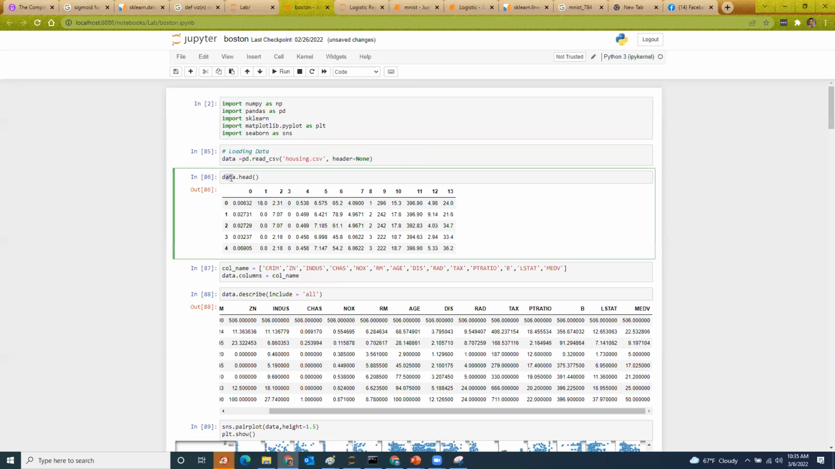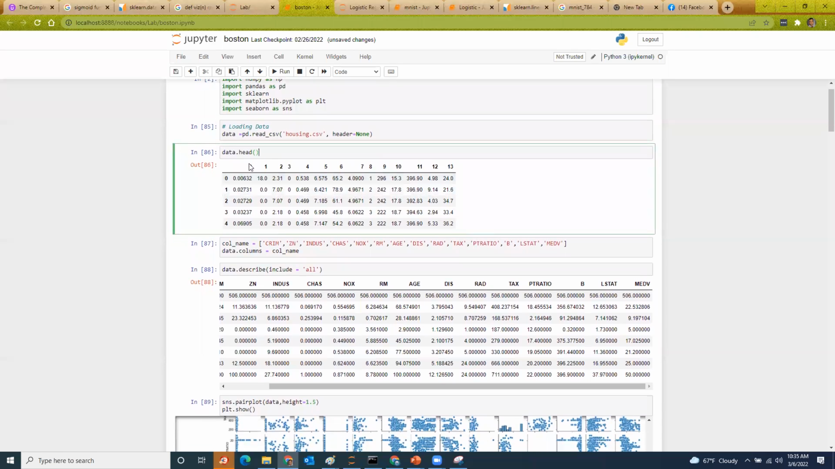So when you say data.head, it will show you the first 5 rows of the data. We have 0 to 13, meaning 14 features, columns. It has been loaded and it shows the first rows, so that you understand that, oh, we loaded the data fine. Let's say if there is an error, this will not show all the 5 rows here. So this is just to make sure that we have the data loaded.